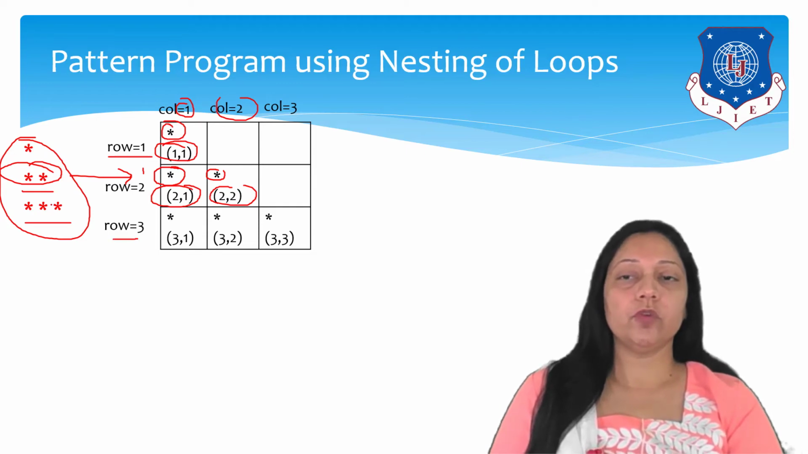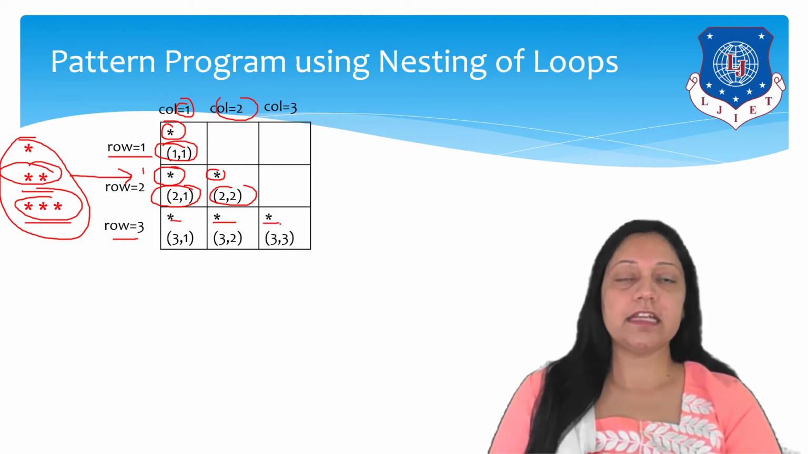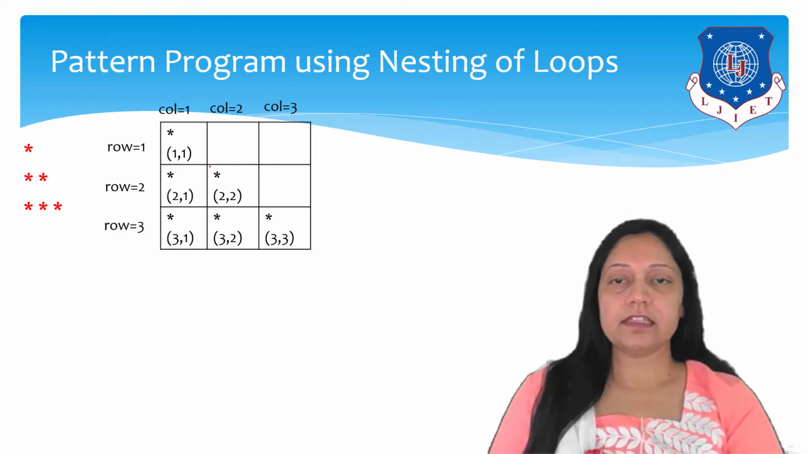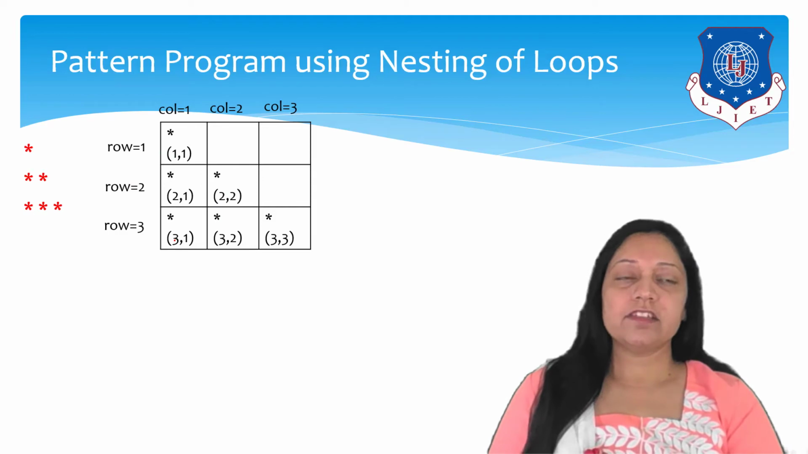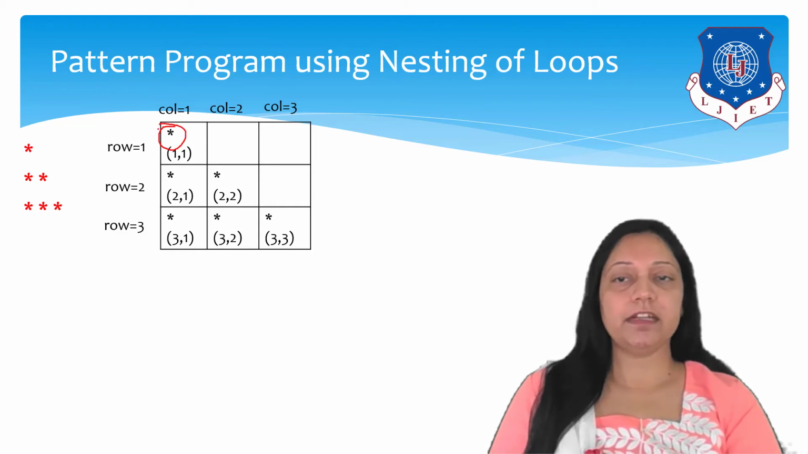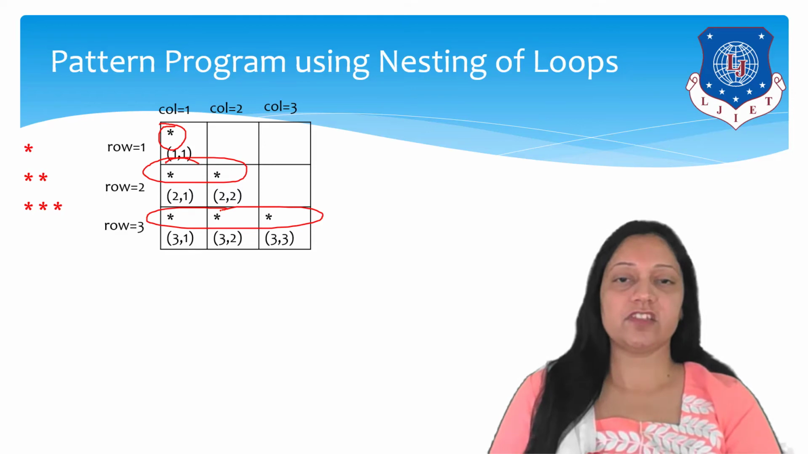Similarly, if you come to row 3, how many stars do we want to display? 3 stars. So 3 stars are displayed as you can see in the matrix, and the cell names are 3,1, 3,2, 3,3. Now here you can see that at every row my stars are printed, but my columns are not printed on every row. In the first row only one star is printed, in the second row 2 stars are printed, in the third row 3 stars are printed.